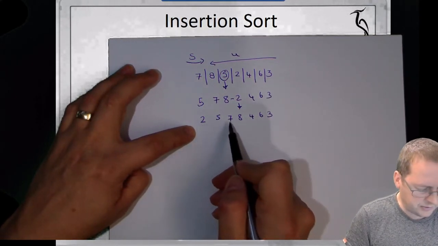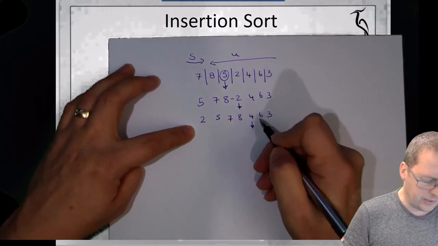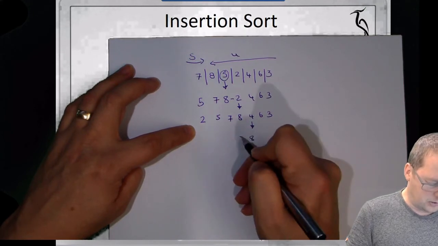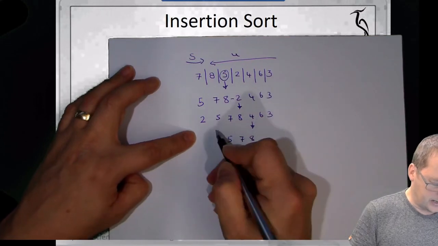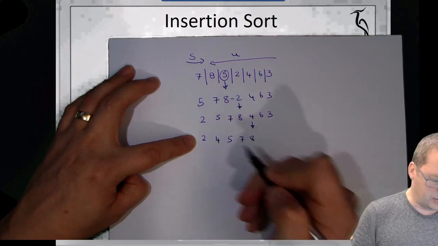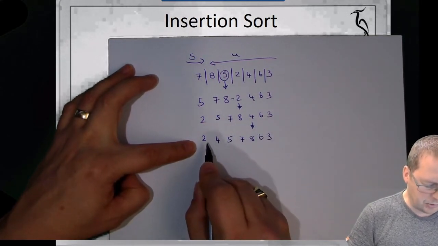So 2, 5, 7, 8, 4 is the next one that's not right, so I can drop the 4 out and move the 8 along, the 7 along, the 5 along, and I can insert the 4 in there and put my 2 back in. So you can see that my data is becoming sorted as I go along.